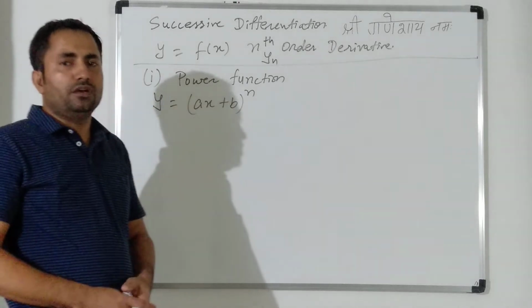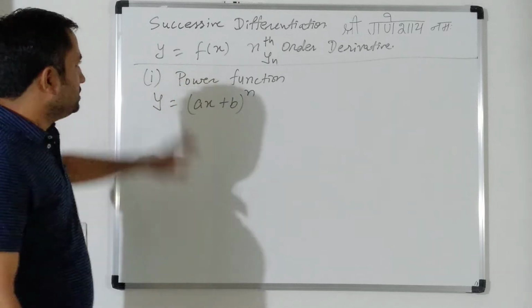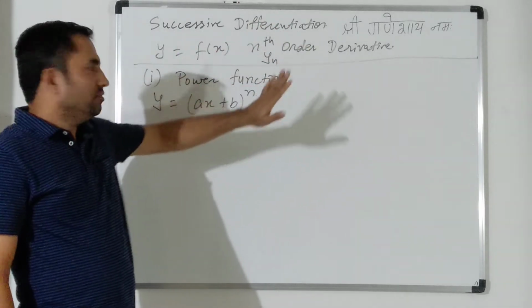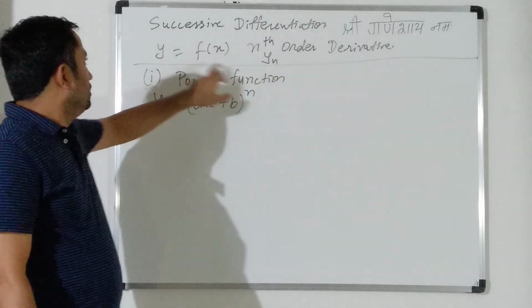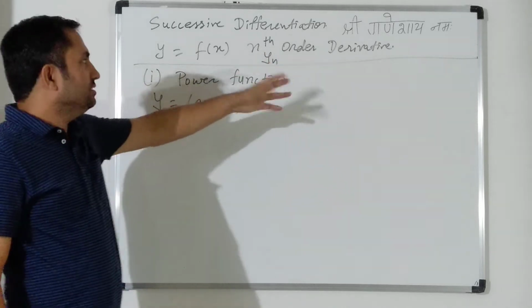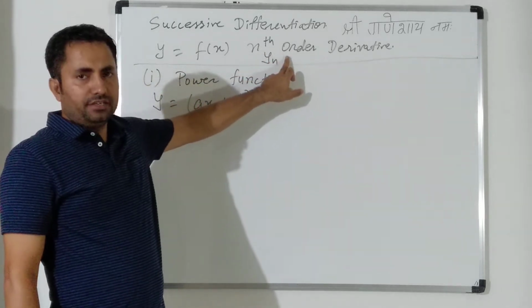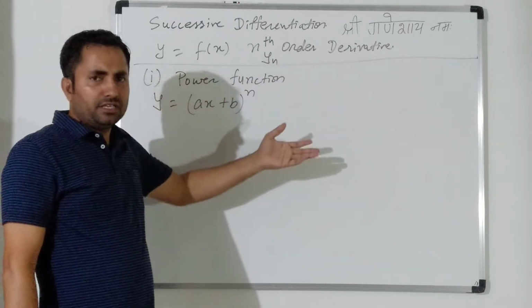Hi, today we are going to study successive differentiation. Successive differentiation is nothing but finding the nth order derivative of a given function. If a function y is equal to f(x) is continuously differentiable, then we will get the nth order derivative. By getting the nth order derivative, we can find any number of derivatives.